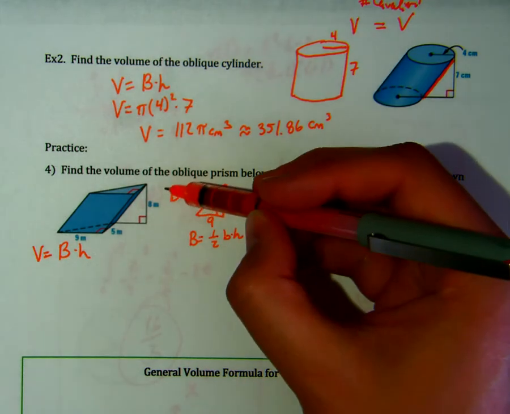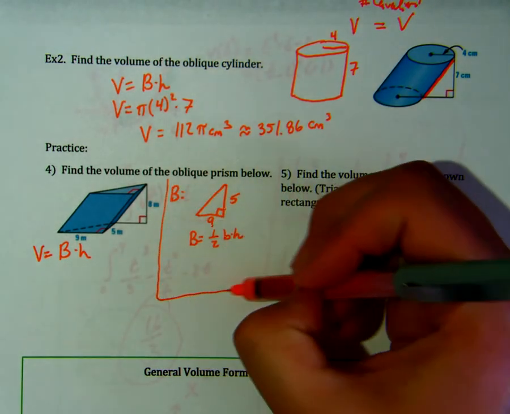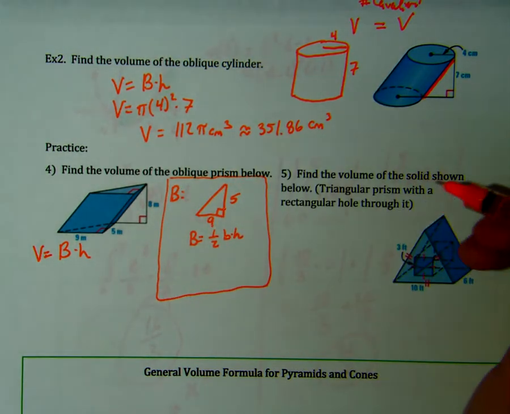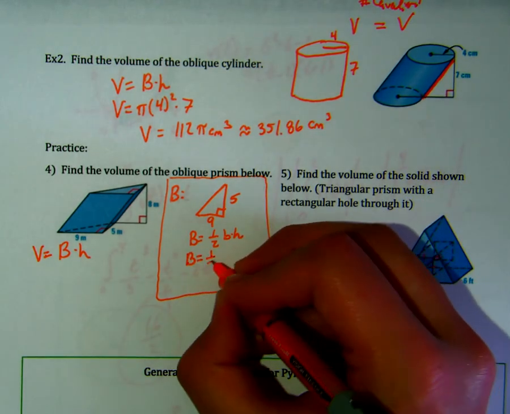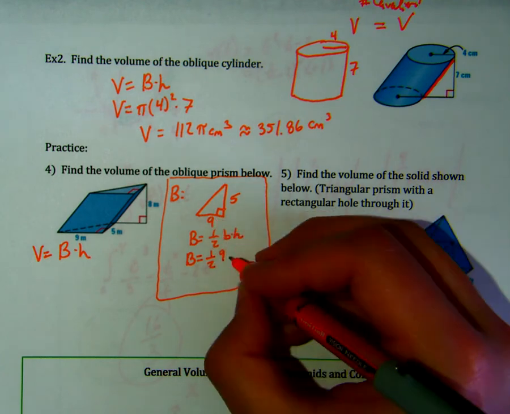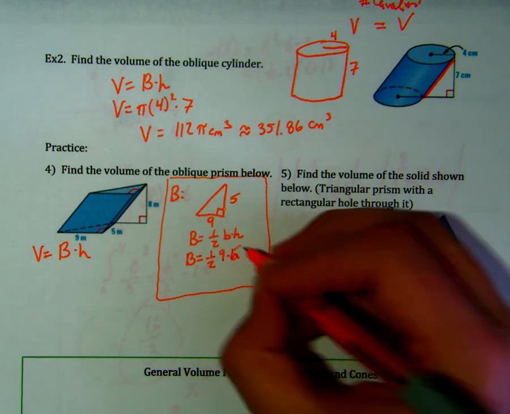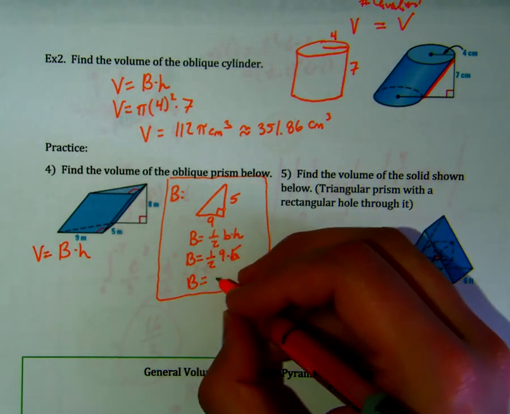This is like we're on a little side quest here. Okay, so this is kind of like in its own world. So the area of the base here is 1/2. The base of the triangle is 9. The height of the triangle is 5. So we get B is 22.5.